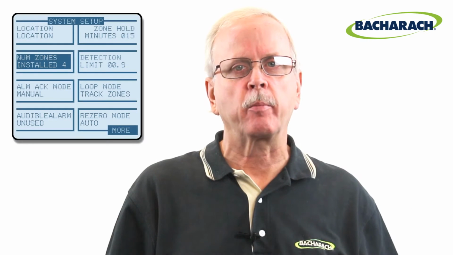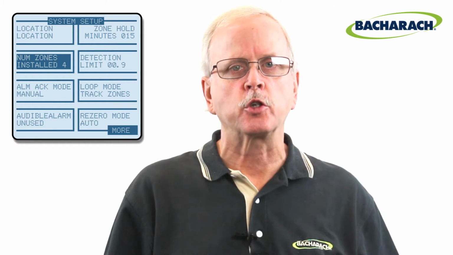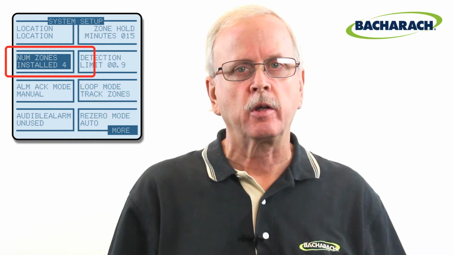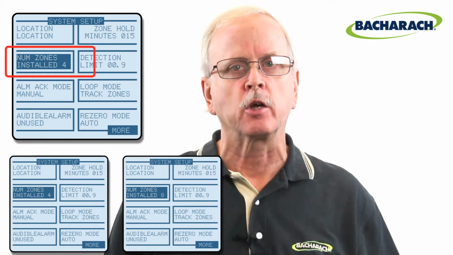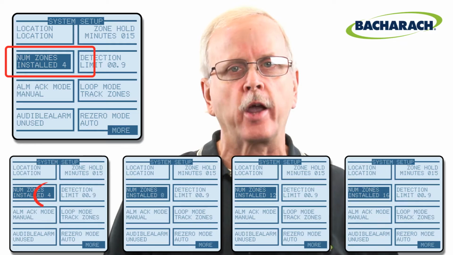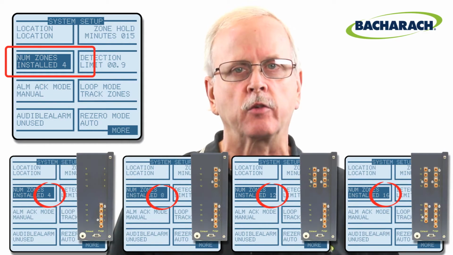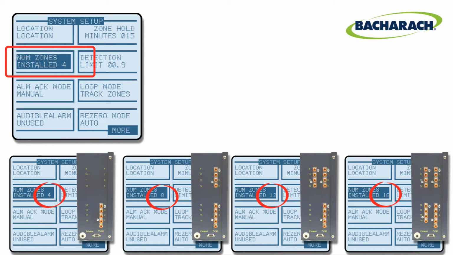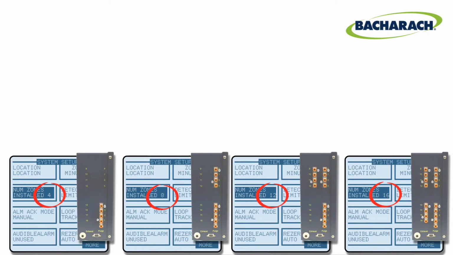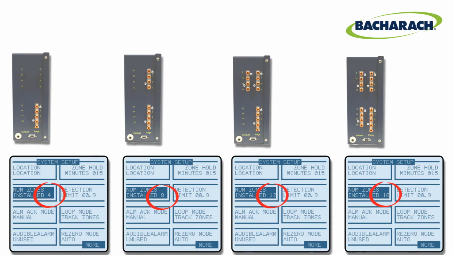To check for a phantom manifold, use the Num Zones Installed setting in the System Setup menu to configure how many zones are installed in the MZ. Gas manifolds for the MZ are available in groups of 4 inlet ports each, so this setting can be 4, 8, 12, or 16, indicating 1, 2, 3, or 4 manifolds respectively. Compare the Num Zones Installed setting to the actual number of installed zones, 4, 8, 12, or 16.